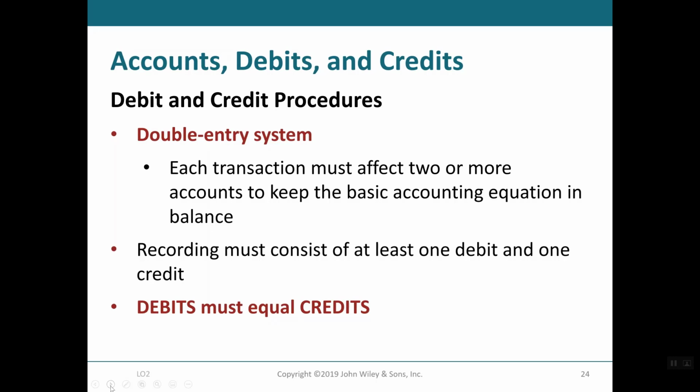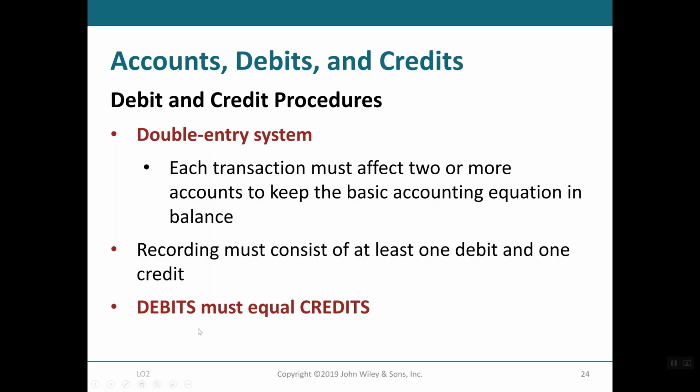So we have to have that dual effect. Otherwise, our assets will not eventually equal liability plus stockholders' equity. Okay? So recording must consist of at least one debit and one credit every single time. One debit, one credit. Okay? So debit must always equal credit.